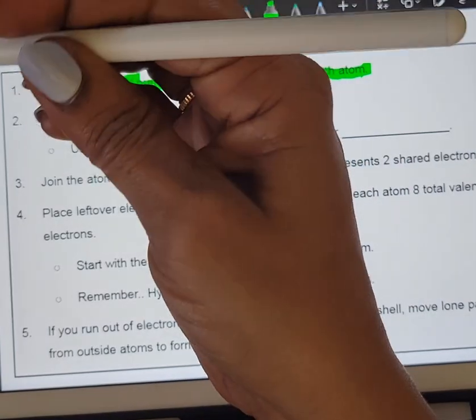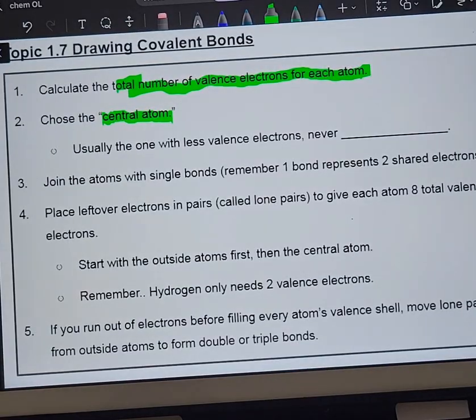Okay, so I have to charge my pen. We will record after that.